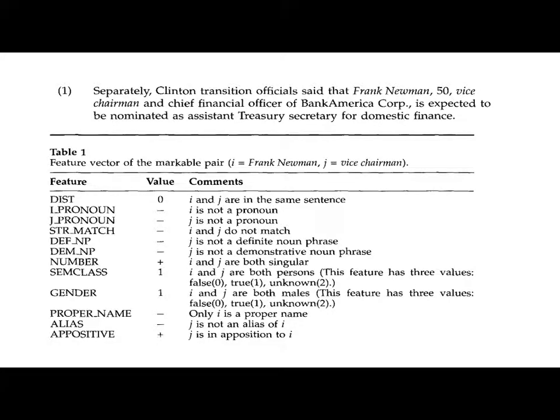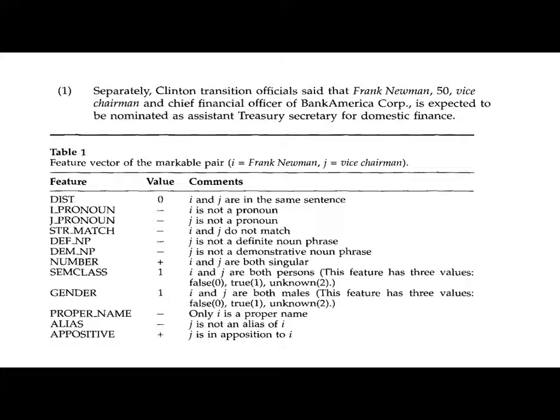Over here is one of the examples taken from a paper written a while back. This is one of the training examples, where the paper uses a C5 decision tree classifier to do coreference resolution, deciding whether two mentions are coreferent. Here are some of the features illustrated in the sentence.